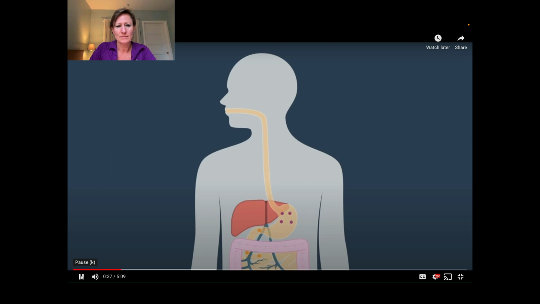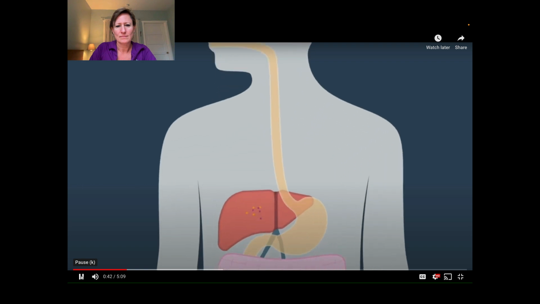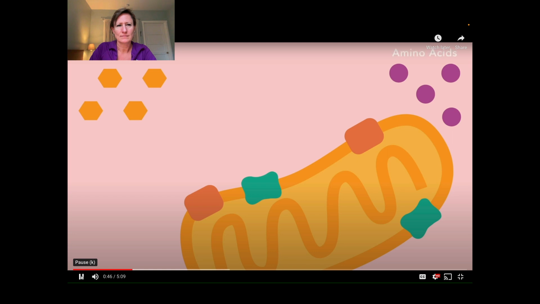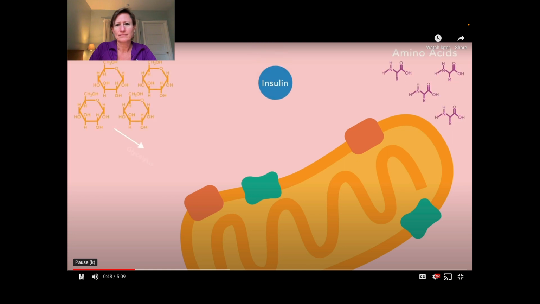Fatty acid synthesis takes place in the liver. Carbohydrates and proteins both provide carbon skeletons in the form of glucose and amino acids, which, in the presence of insulin, can be oxidized to acetyl-CoA, the starting material.